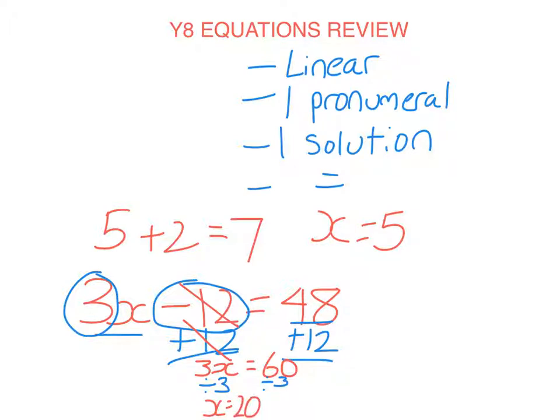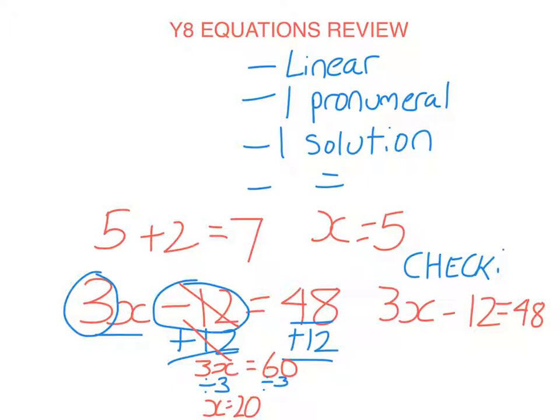I can easily check that. To check it, I substitute x equals 20 into the original equation and see if I get a true statement. 3x minus 12 equals 48. I'm going to change my x to 20. Of course, I have to do 3 times 20 because 3x means 3 times x. So I get 3 times 20 minus 12 equals 48. That is a true statement. So I know that I am right.